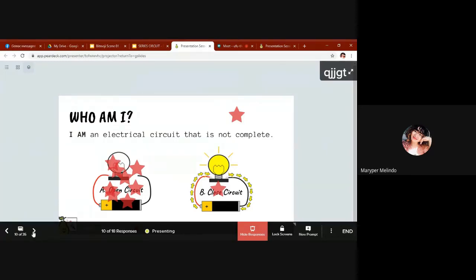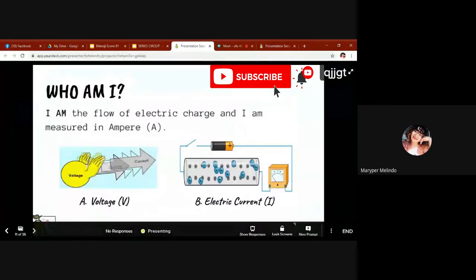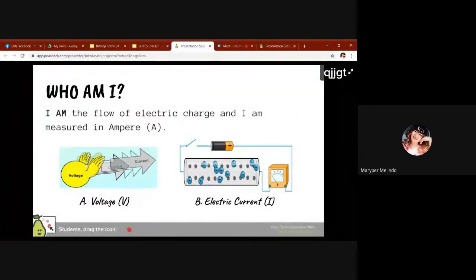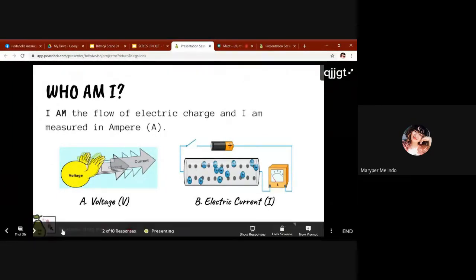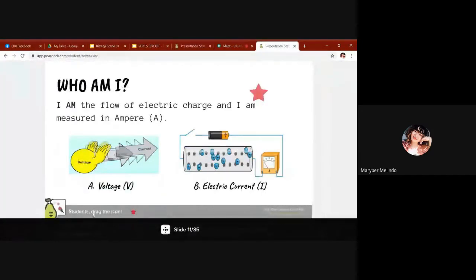I am going to provide a one-on-one session with you later. Okay, so let's proceed. How about this one? I am the flow of electric charge and I am measured in ampere or symbol A, capital letter A. Is it A, voltage, or is it B, electric current with the symbol I and voltage with the symbol V? Anyone? Just drag again the icon.